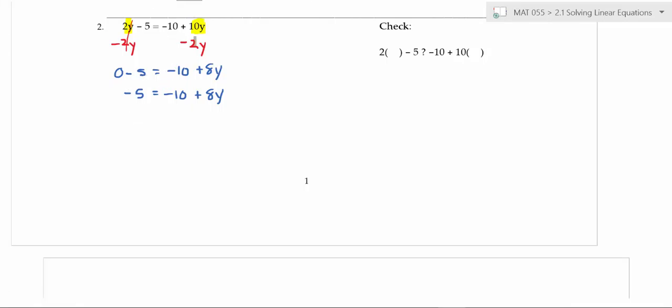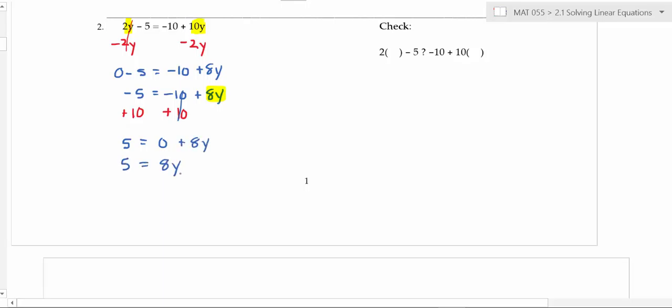Okay, now the next thing I want to look at is I want the y to stay where it is. That means that what I need to get rid of is this negative 10. The way to make negative 10 go to 0 is to add 10 to it. So I'm going to add 10 to both sides like this. And then, when I do this, negative 5 plus 10 is 5. This goes to 0 plus 8y. Okay, so I've got 5 is equal to 8y.